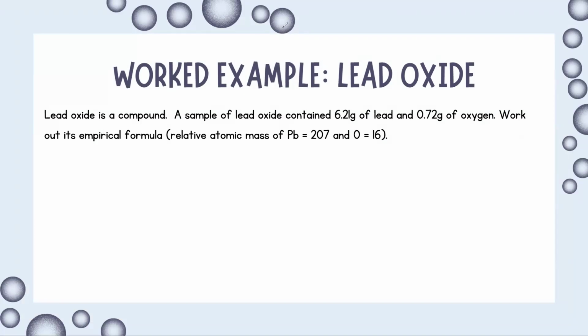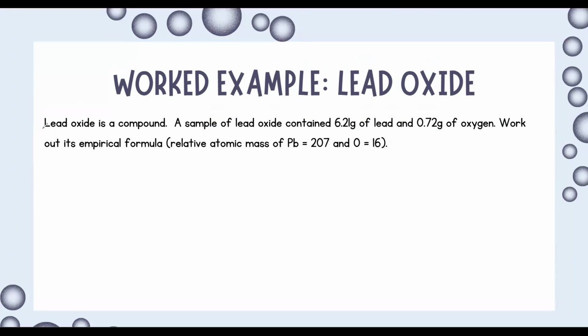The question says lead oxide is a compound. A sample of lead oxide contained 6.21 grams of lead and 0.72 grams of oxygen. Work out its empirical formula. All right, so somebody read out the steps for me and let's do them one by one. Step number one, what are we doing? Obtain the percentage composition of each element.